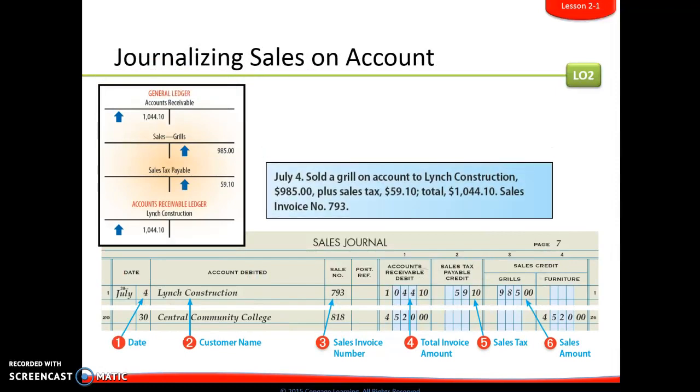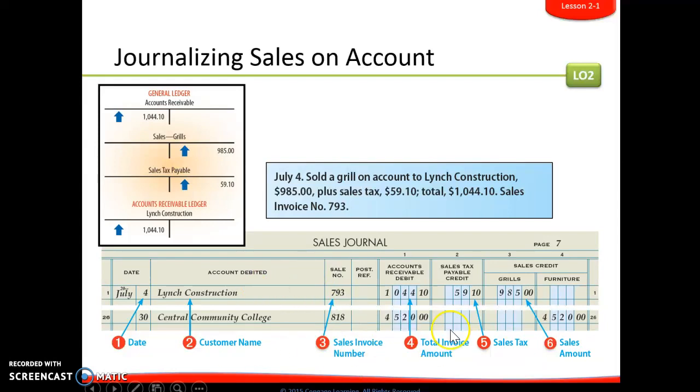All right, so journalizing our sales on account, it says on July 4th, we sold a grill on account to Lynch Construction, $985 plus sales tax of $59.10 for a total of $1,044.10. The sales invoice number 793. Now, we're used to doing a sale on account. Really, the only difference here is that we're going to have different departments for our sales.